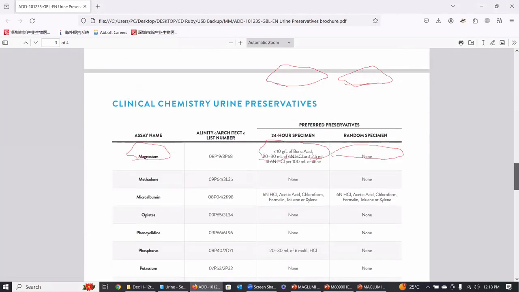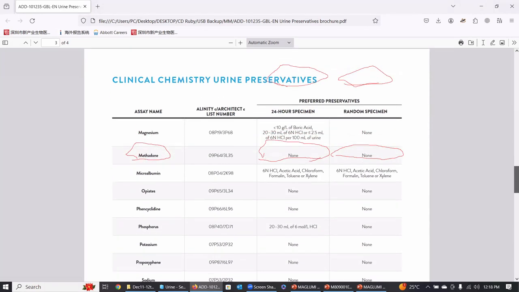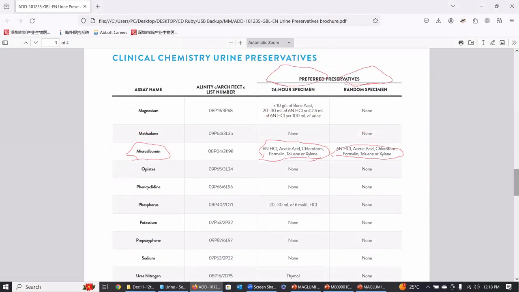If you want to go for microalbumin, because in the urine there's microalbumin, you can see here. For microalbumin, the preservative for the 24-hour urine specimen is 6N HCl, or acetic acid, or chloroform, or formalin; toluene or xylene is recommended. Even for the random sample it is also recommended.